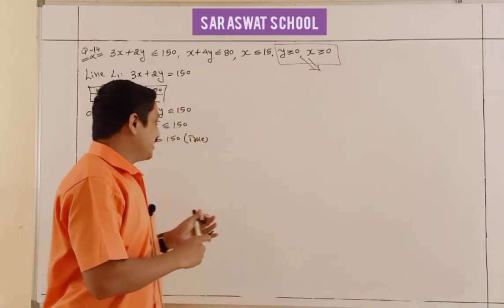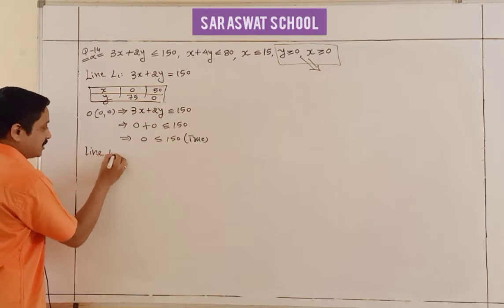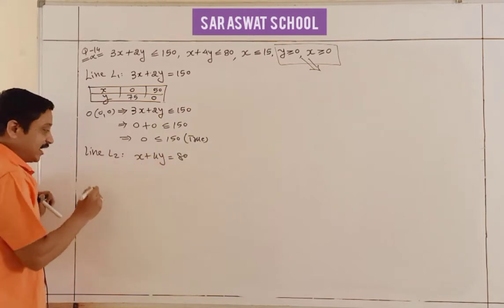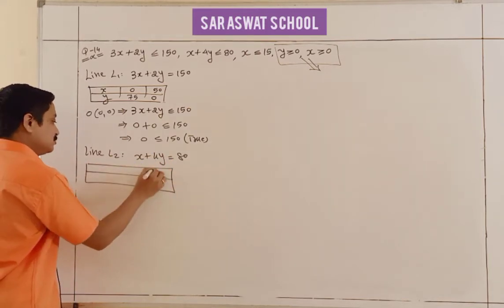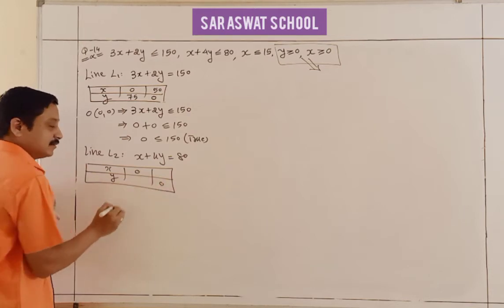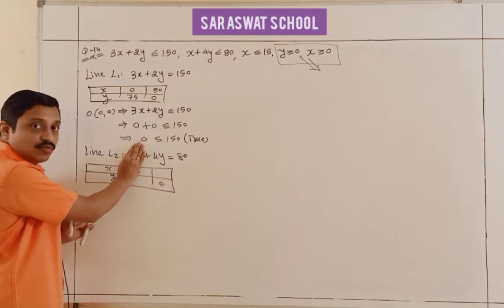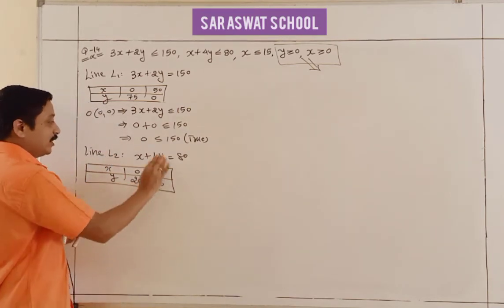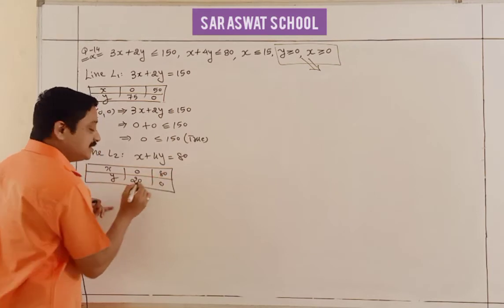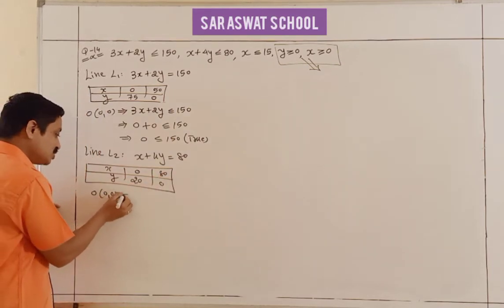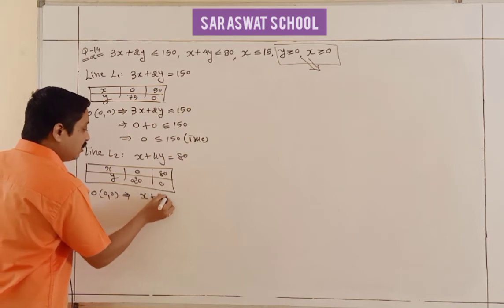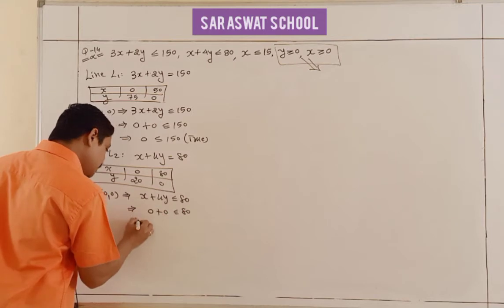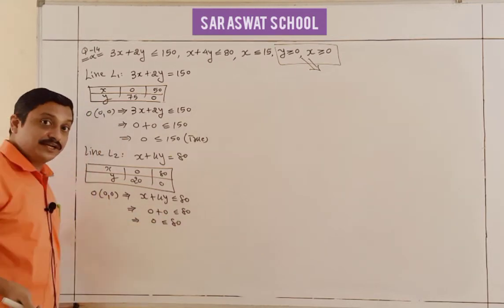Okay, now L2. My L2 line is x plus 4y is equal to 80. And here also the same for our x and y. Putting x as 0, 4y equal to 80 means y is equal to 20. And if y is 0 then x is 80. Now students, you just put your equations in the inequality. So 0 plus 0 less than 80. 0 less than or equal to 80. It is true?